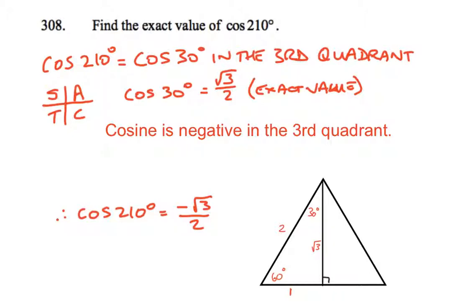So cos 210, it's the equivalent of cos 30, so we can look at the exact values triangle to get the magnitude, like the size of that value, but we have to figure out what quadrant it's in to see whether it's a positive or negative value.